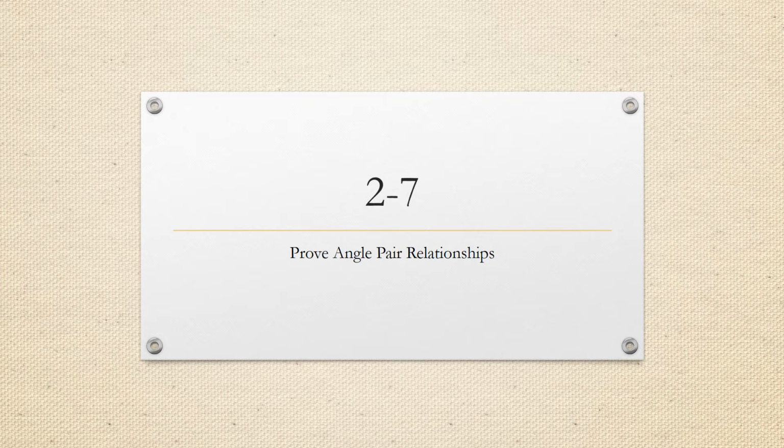Okay, so this is 2-7, prove angle pair relationships. Now, please understand that we're still going to work with the 2-6 lesson as well as 2-5, dealing with those proofs. 2-7 is just an expansion of those proofs because now we're looking at angles that we had learned in chapter 1: supplements, complements, linear pairs, right angles, as well as vertical angles.